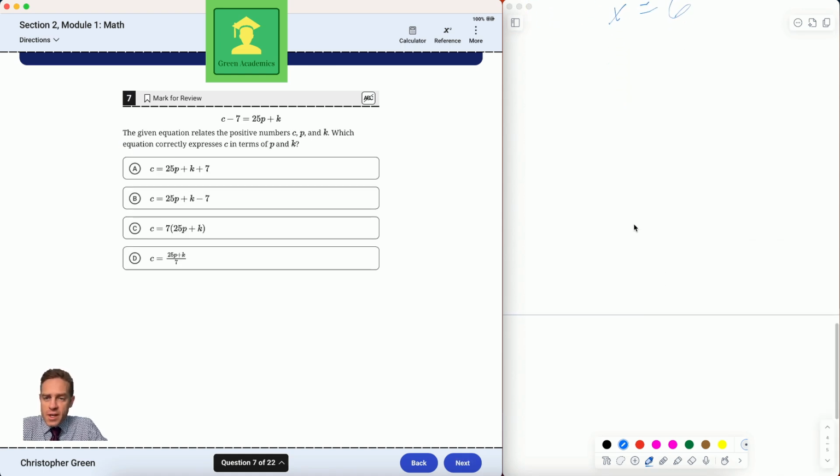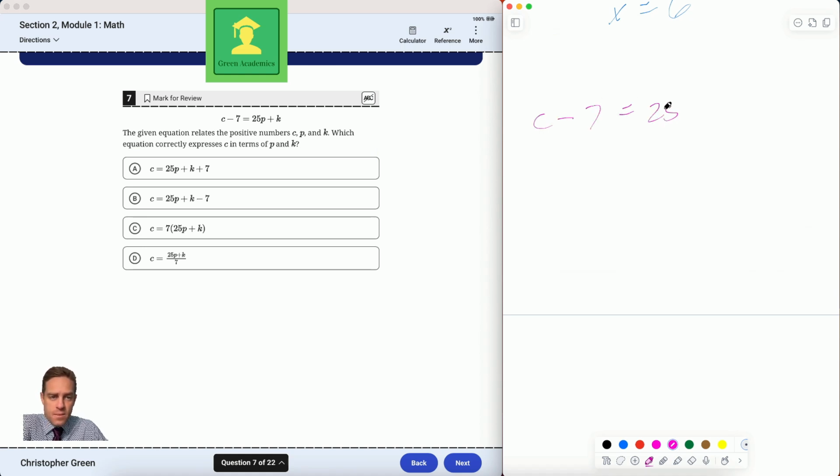The given equation relates the positive numbers c, p, and k. Which equation correctly expresses c in terms of p and k? This is just algebraically rearranging. So to solve for c as in cat, you simply add the 7 to both sides. So that stays the same, and then it's just plus 7, right? 25p plus k plus 7. Yeah.